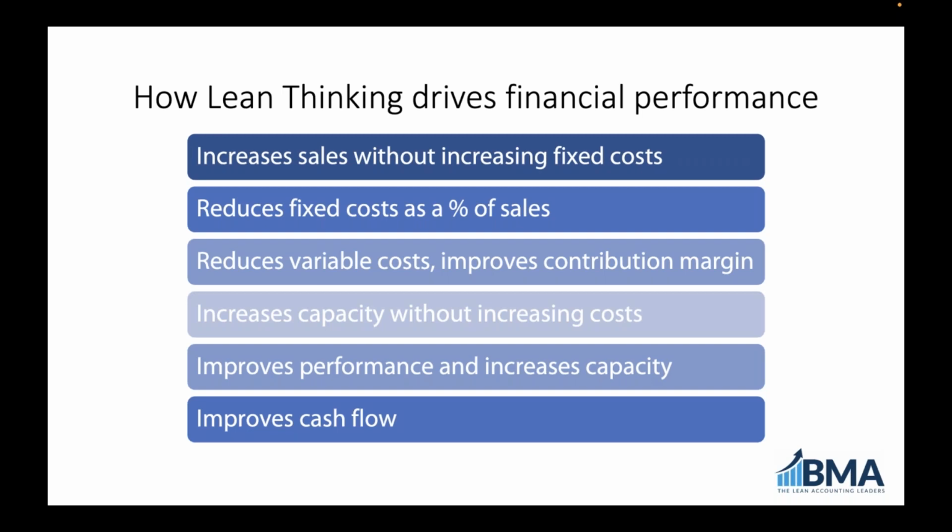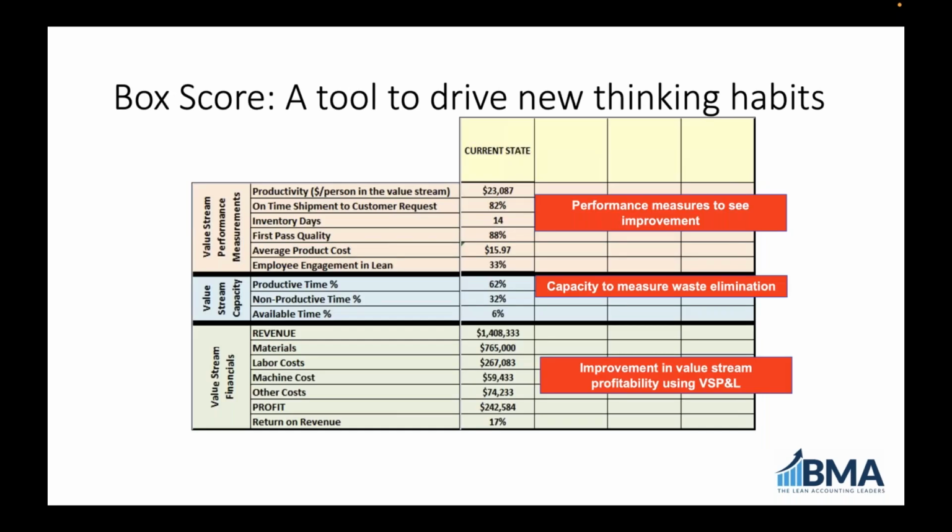So the idea behind the box score is that it drives thinking habits around these 6 possibilities when you're doing a financial analysis. Now, it doesn't mean all 6 will occur just because of using the box score, but it drives people to think. I'm going to go back a slide just to put the box score up. So if you think about this, you have a current state box score, and what you're trying to do is create a future state box score.